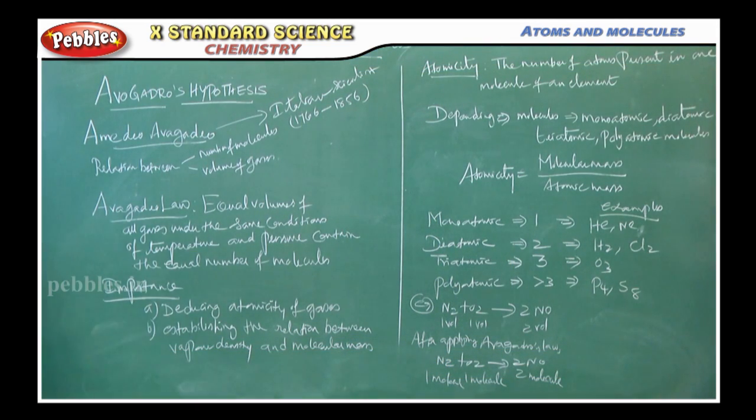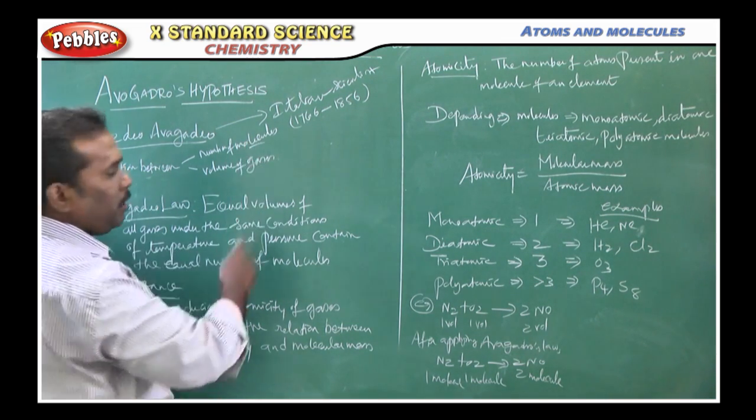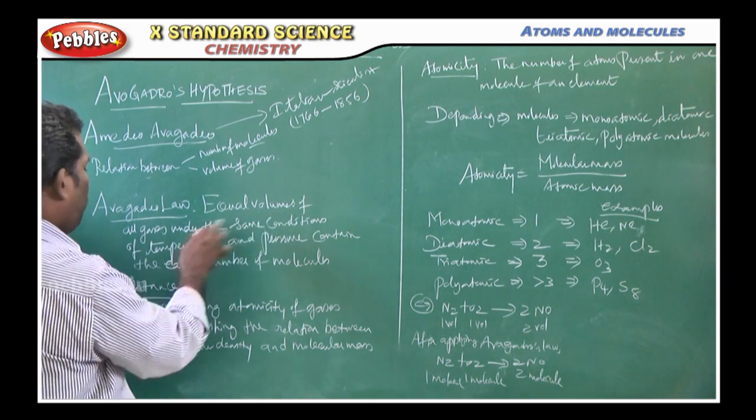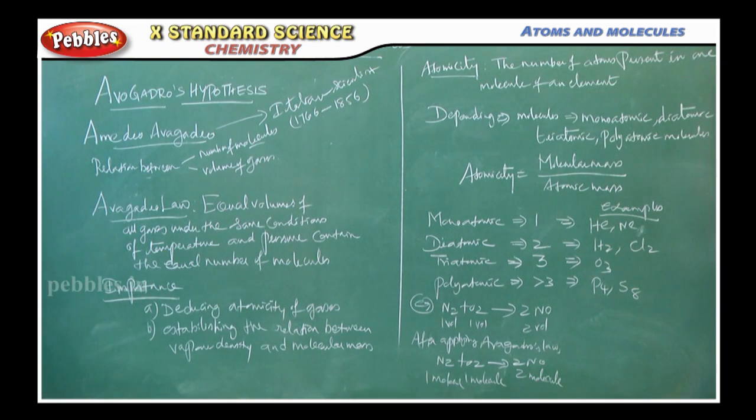So, what did he explain? He gave the relation between the number of molecules and the volume of gases. The famous Avogadro law states that equal volumes of all gases under the same condition of temperature and pressure contain an equal number of molecules.